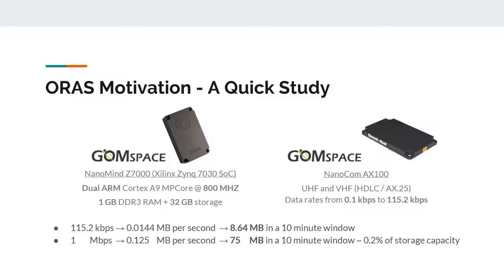Even at higher data rates, talking about 1 megabit per second and so on, we are still using barely 1% of the storage capacity offered by the product on the left, which is the NanoMind Z7000 from GomSpace. This is a particular study and analysis, but in general it applies to most commercially available CubeSat subsystems nowadays.